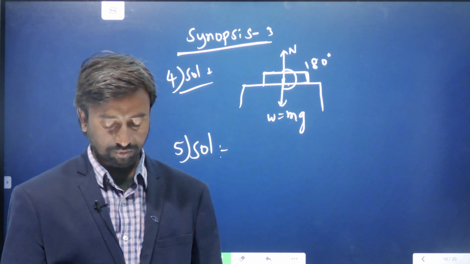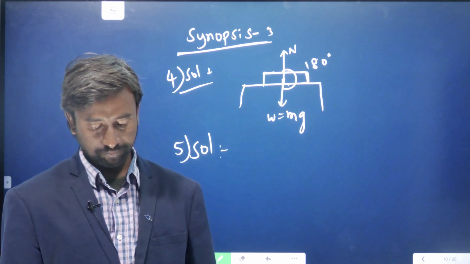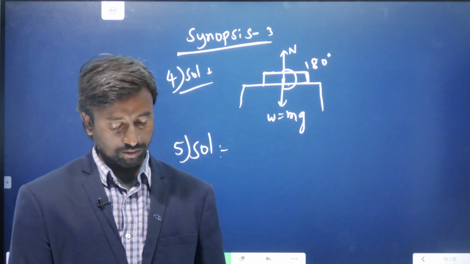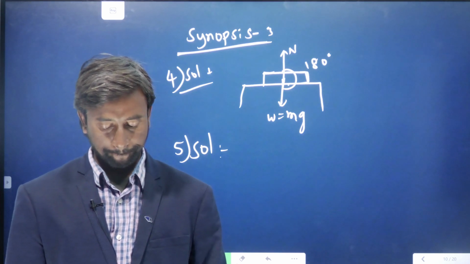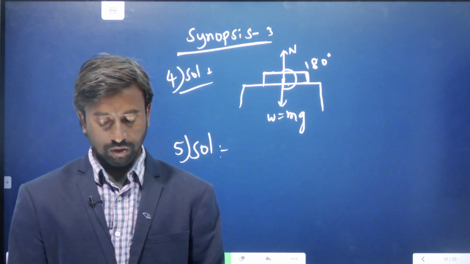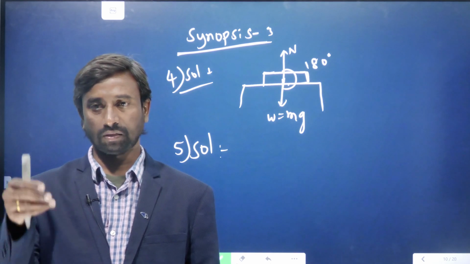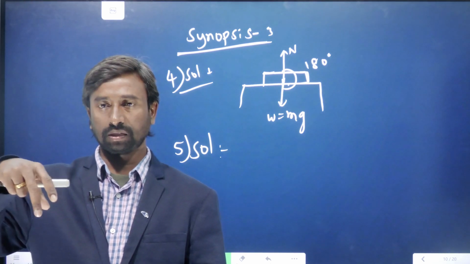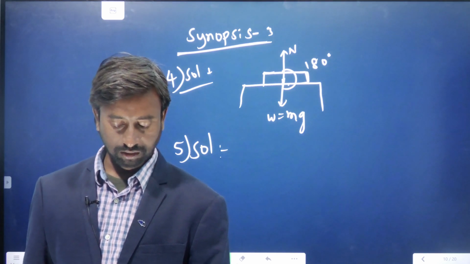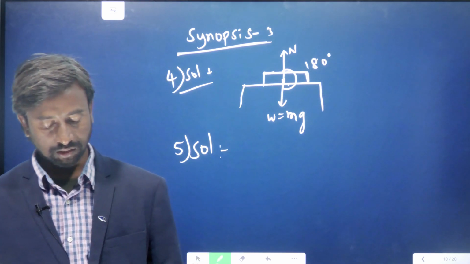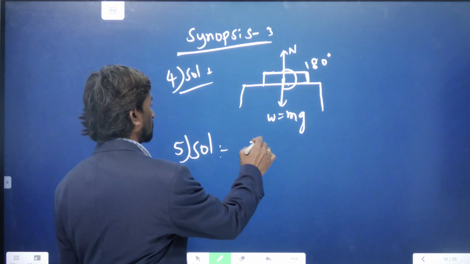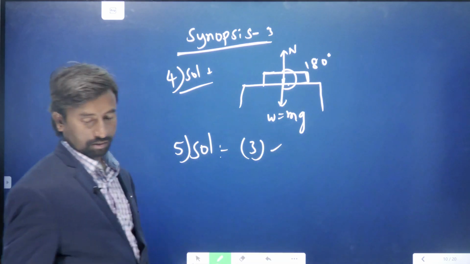So here the fifth one we can write: weight of the body. After placing it on the left side, the weight will increase. Then after opening the cap, the gases will be released, and then it will decrease. So first it increases, then decreases. So option 3 is the answer for the fifth one: first increases and next decreases.